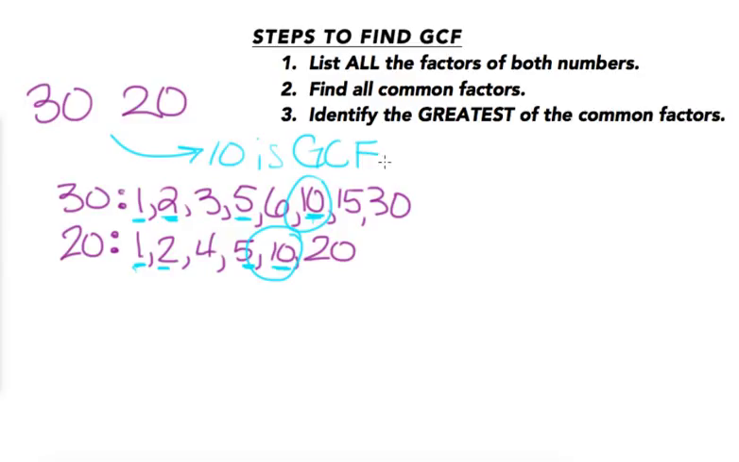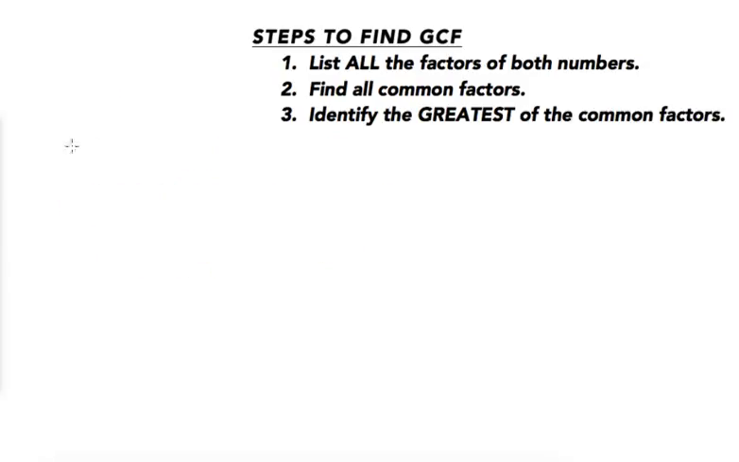Pretty cool. All right. Now let's try one problem on your own. I'll give you the numbers, pause the video, try it on your own, and then check your work to see if you got the same thing I did. So here are your two numbers. Try out 18 and 27. Go through these steps to find the GCF. Pause the video now to try it on your own.